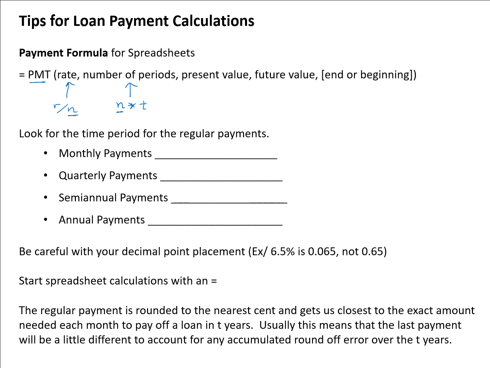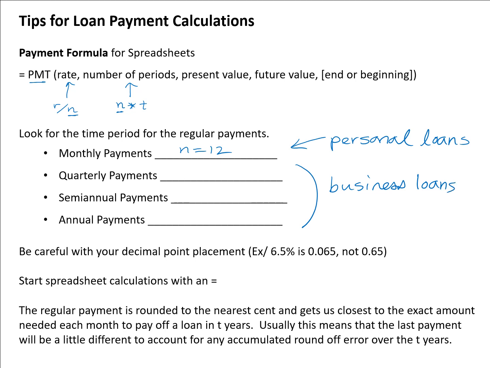And in the examples I did in the videos, I pretty much stuck to monthly payments, and that would be N equals 12 because that's typical of personal loans. So most personal loans are set up for monthly payments. However, if you're looking at business loans, sometimes they may be paid off month by month, but they could also be paid off quarterly, which would be N equals 4, or semi-annually, which would be N equals 2, or annually, which would be N equals 1. And if that's the case, then you have to adjust your N.